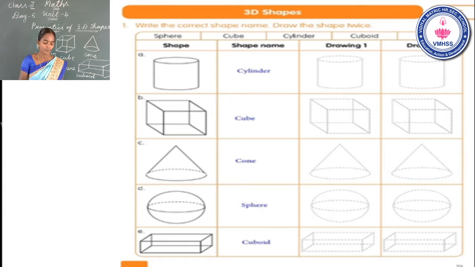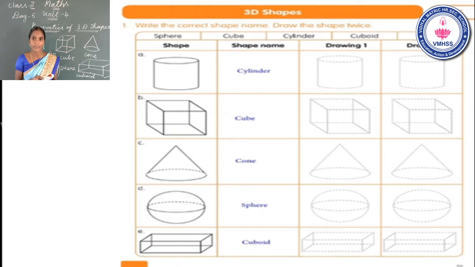Children, so first question, listen here. Write the correct shape name. Draw the shape twice. Children, look at the slide. So first column, shapes are given. Next column, shape name. Third column, drawing 1. Next, fourth column, drawing 2.